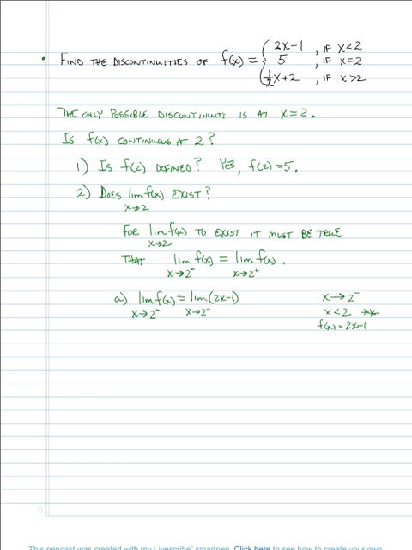Well, as x gets close to 2, we can simply do a substitution here. It doesn't matter that it's from the left-hand side. If we're smaller than 2 but we're close to 2, then this expression is almost 2 times 2 minus 1, which calculates to be 3.